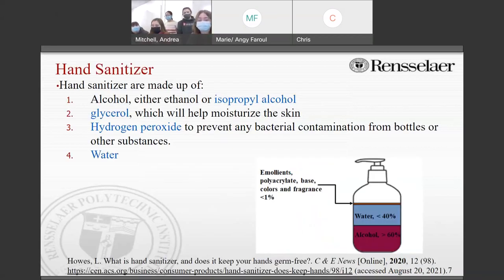So today, we are making a hand sanitizer. Most hand sanitizers are made up of 4 things. The first is an alcohol, either ethanol or isopropyl alcohol. We will be using the isopropyl alcohol. The second is glycerol. It'll help thicken your hand sanitizer, and it'll also help moisturize the skin because we are using harsh chemicals. Number 3 is hydrogen peroxide. It'll help prevent any bacterial contamination from bottles and surfaces. And the last is water.